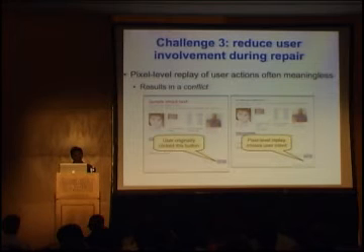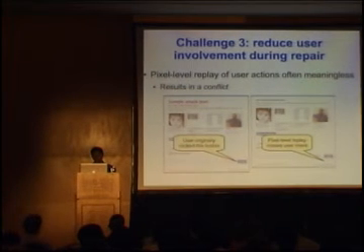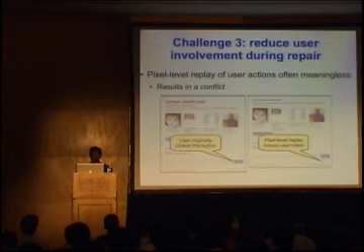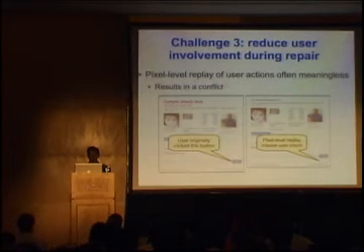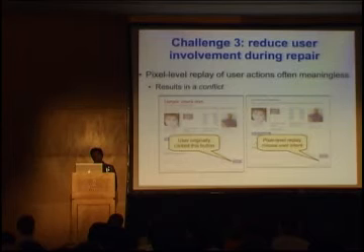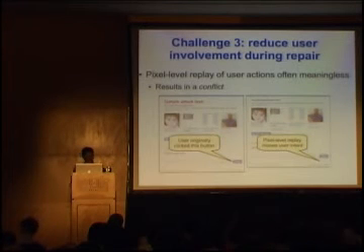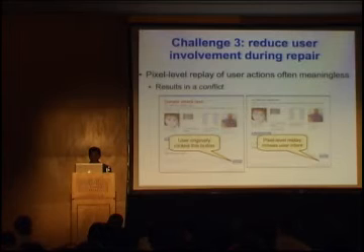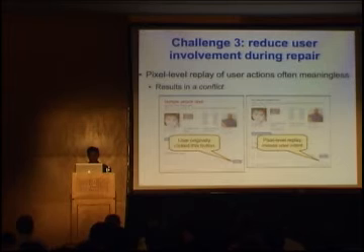Warp needs to re-execute user actions such as mouse clicks during repair, and a naive scheme we can use is a pixel level replay of user actions, where we can replay the click at the same location at which it originally happened. This pixel level replay scheme does not often work. For example, in this case, if the attack text was removed during repair and the whole page shifted, then the user's original click on the button cannot be replayed on the same location. This results in what we call a conflict, and the user then needs to get involved during the repair process. We would like to reduce such user involvement during repair.